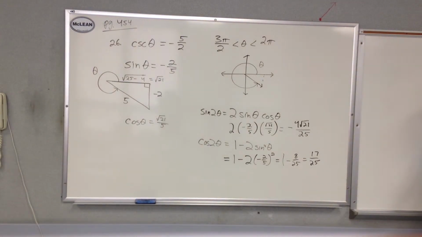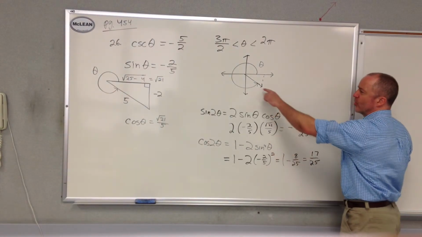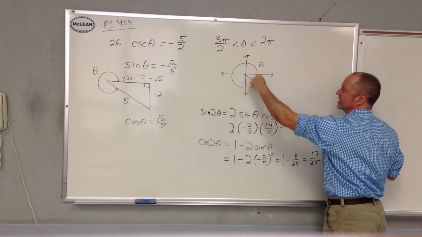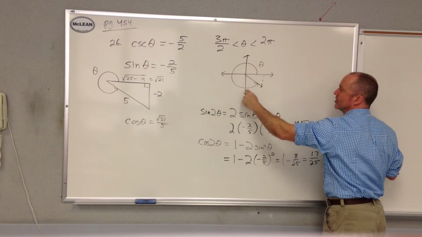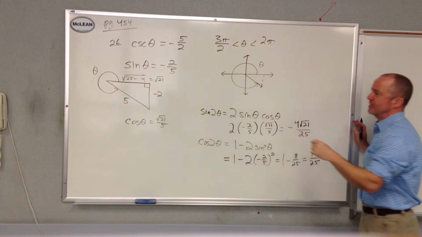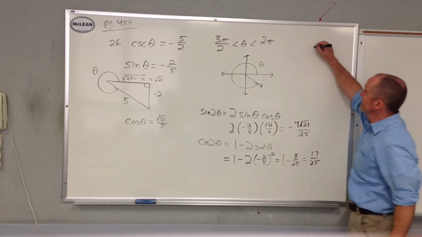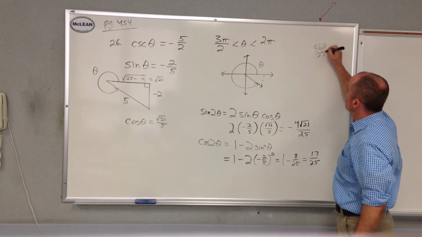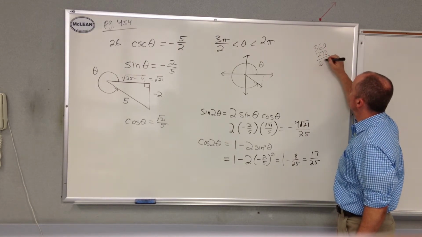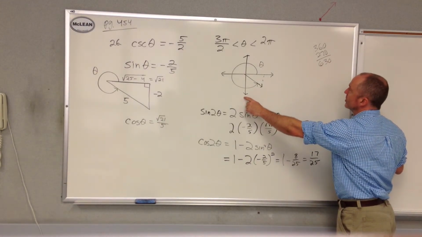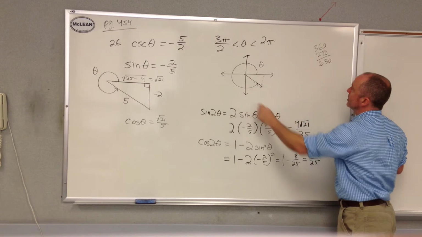Okay, what quadrant is this final angle in? 4. Okay, so to get into quadrant 4 after twice around the unit circle, I would have had to have gone 360 plus another 270, which takes me to 360 plus 270. I am tired today. That takes me to 630 degrees, right? That's right here.